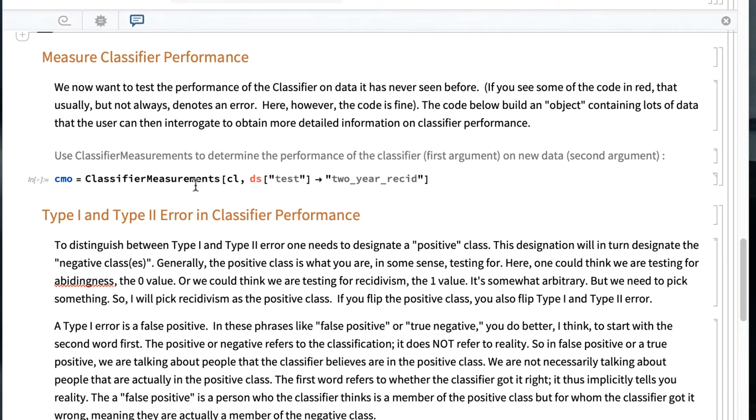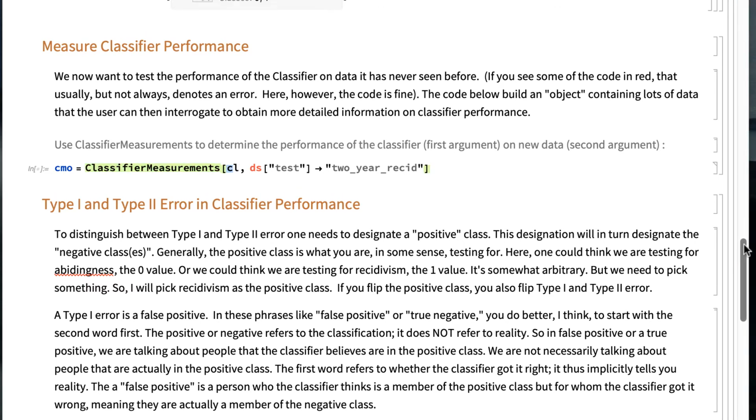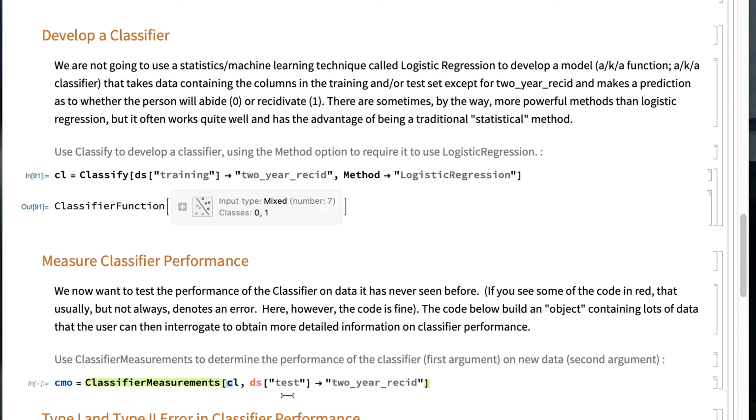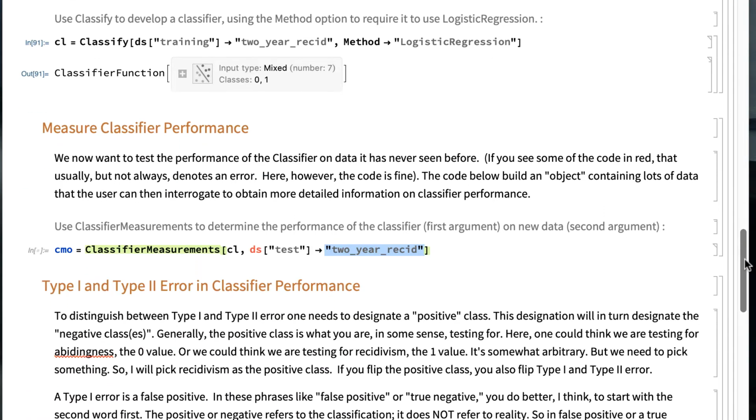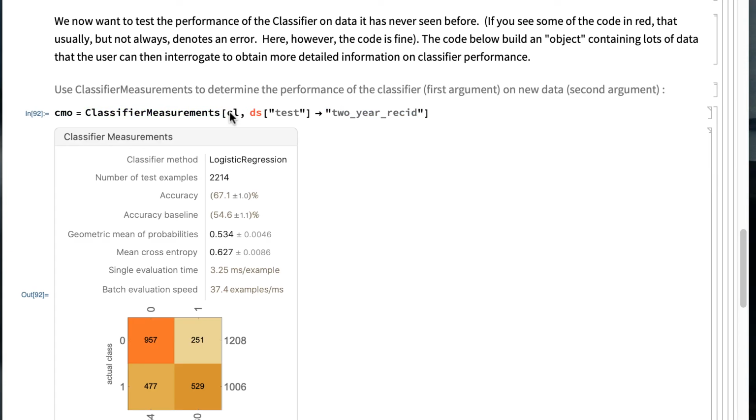So we're going to use the function called ClassifierMeasurements, with the classifier we just built, the test data, and we're going to try to predict two-year recidivism. Again, do not worry about the syntax, just worry about the idea. And it produces something called a ClassifierMeasurements object.